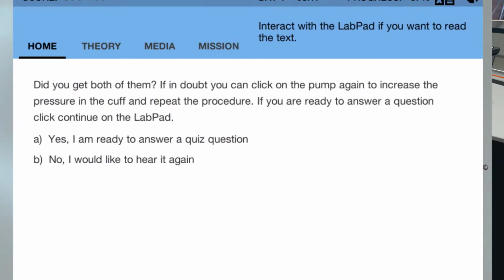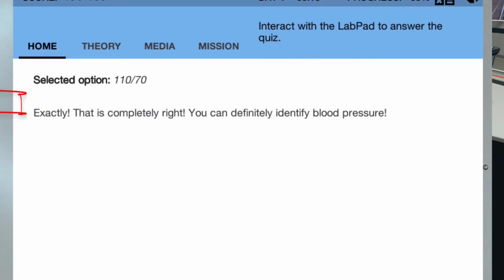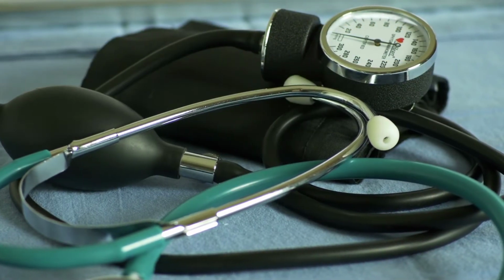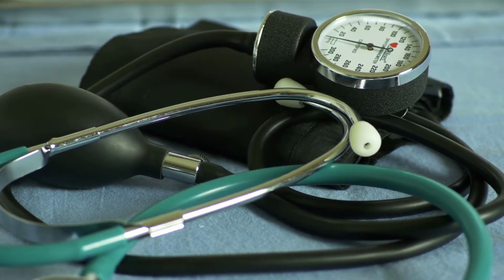Did you get both of them? What is the correct systolic and diastolic blood pressure of the patient? Exactly. That is completely right. You can definitely identify blood pressure. We just finished measuring both variables at rest in one of the patients. This could take a while to perform in all patients.